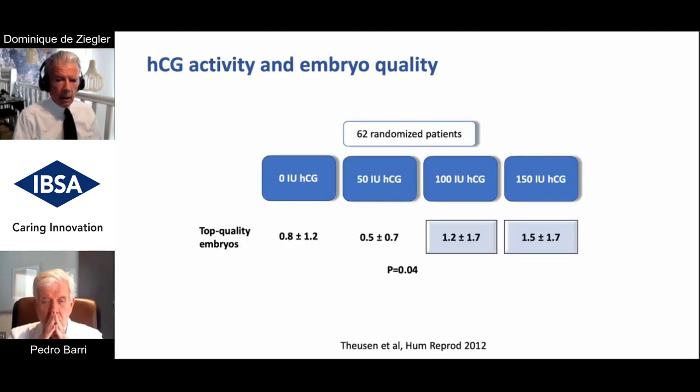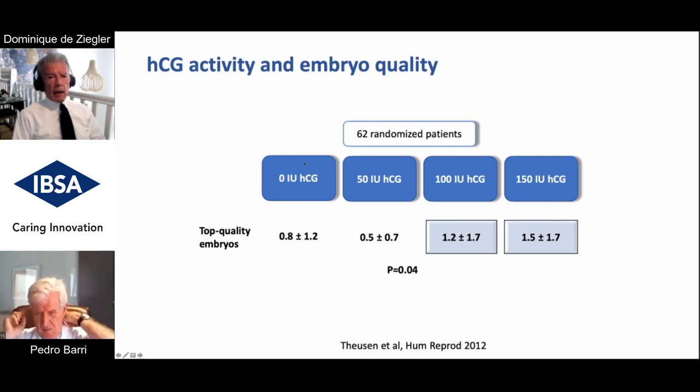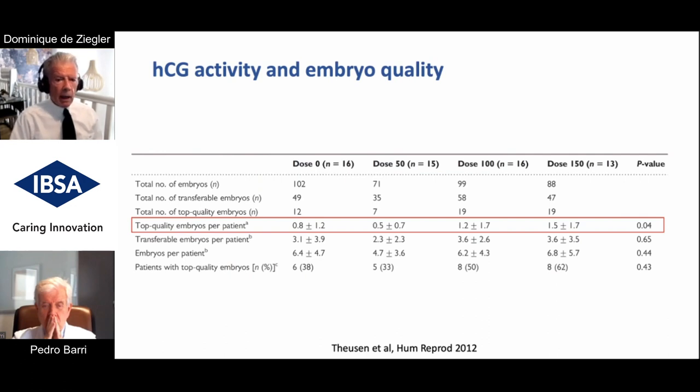This is, again, the same study, higher doses of androgen receptors. And there again, when you add hCG to FSH, either 0 unit or increasing amounts up to 150 units up and above FSH, you have an increase in the number of top quality embryos, which becomes significant for 100 and 150 units of hCG. Top quality embryos for patients, this is again the same study, doses of 0, 50, 100, 150 given up and above the FSH stimulation. And you see that you have an increased amount of top quality embryos in the higher doses of hCG added to FSH.